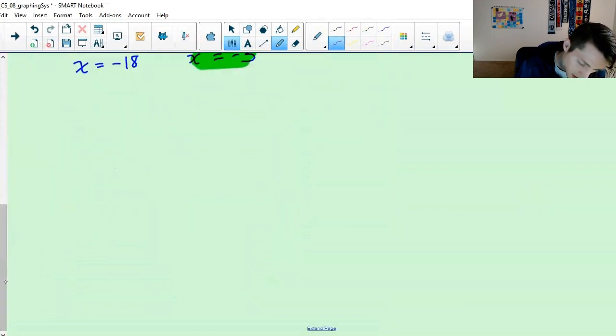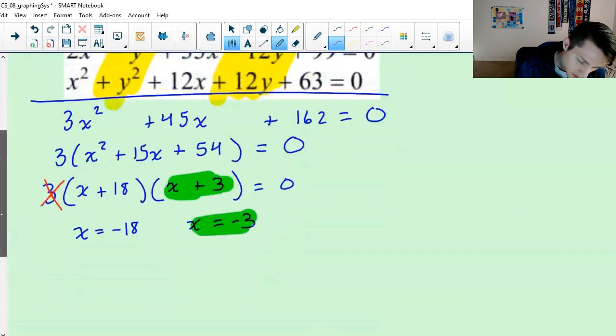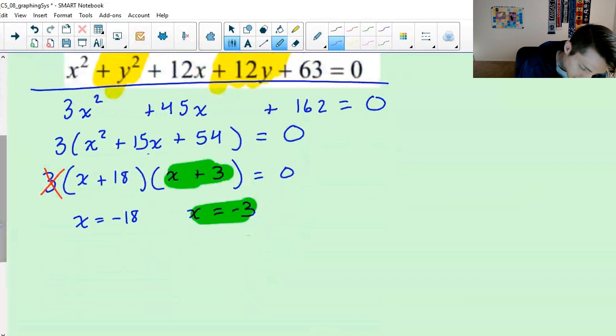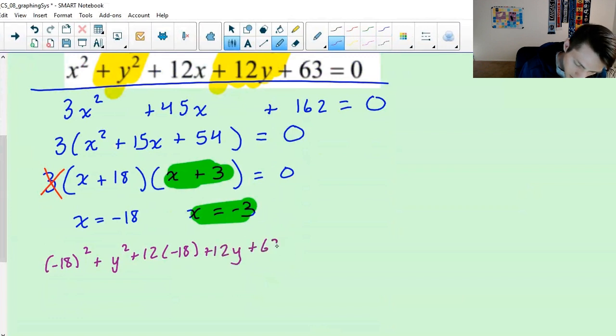Next, we're going to go back to our equations and plug in these various values. I will plug it into the second one, just because. So negative 18 squared plus y squared plus 12 times negative 18. We're going to get some big numbers here. Plus 12y plus 63 equals 0.